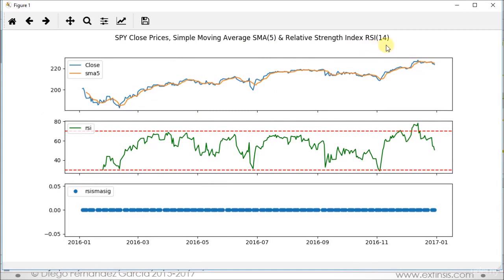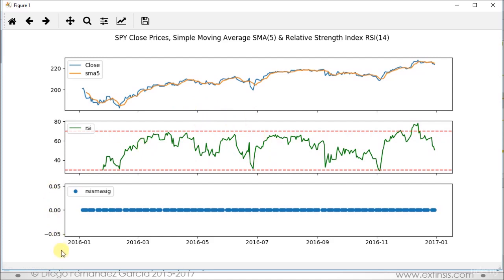So here we have our chart, SPY close prices, simple moving average SMA 5, and relative strength index RSI 14 days. On the top chart we have our close prices in blue. In orange we have our simple moving average. Below we have our relative strength index oscillator in green and the corresponding thresholds in red dotted lines. At the bottom we have our signals. As we can notice here, we only have zeros, which is do nothing. We don't have either ones, which is buy, or -1, which is sell. The reason for this is that the corresponding price crossovers that we observed in this close and simple moving average trading signals are not confirmed by the oscillator.